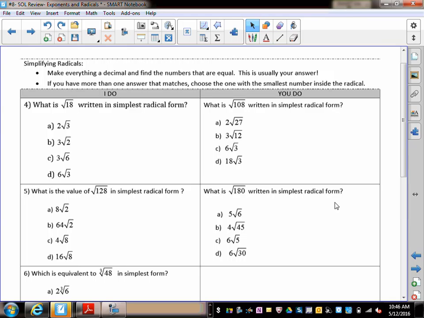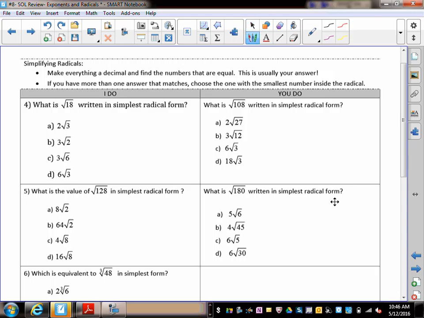Alright, radicals. Make everything a decimal and find the numbers that are equal. So that's one way we can do it. If you have more than one answer that matches, just choose the one with the smallest number of radicals. So again, I'm going to teach you a few different ways you can solve these. We're going to start with number 4.